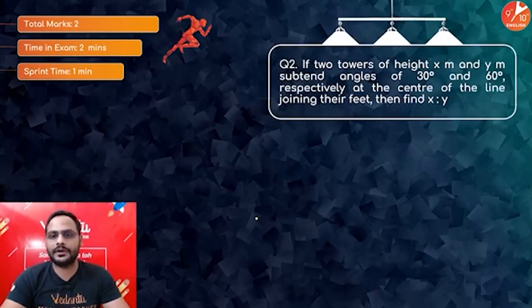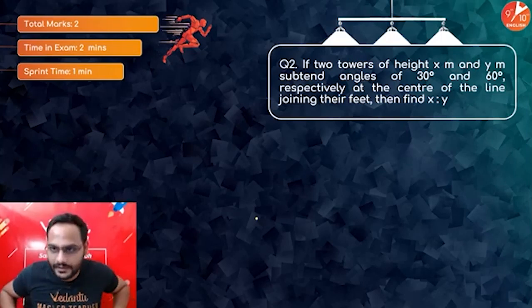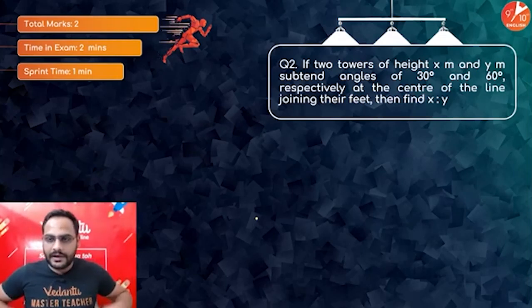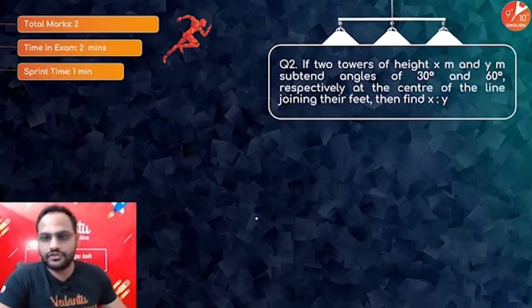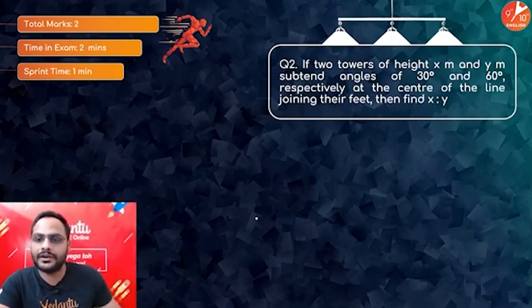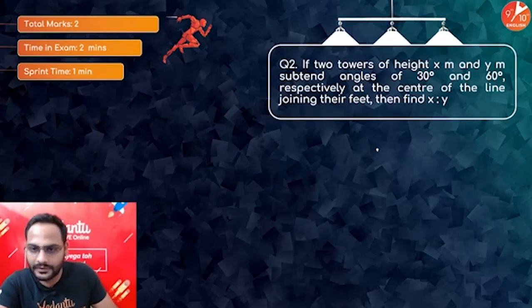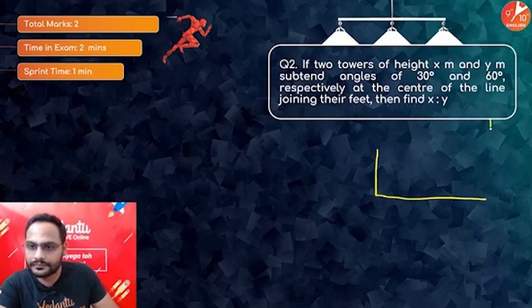Next, two towers of height x meter and y meter subtend angles of 30 degree and 60 degree respectively at the center of the line joining their feet. So there are two towers and they are subtending an angle of 30 degree and 60 degree at the center of a line which is joining their feet. Let's say I'll draw the diagram over here. One tower over here. Another tower over here. Line joining their feet will be this.